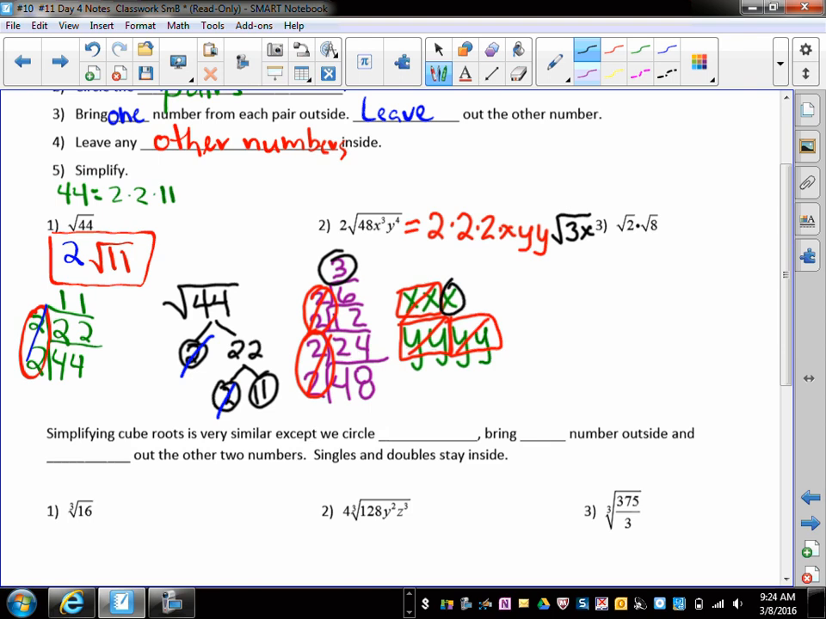Okay. So again, anything that's a pair comes out. Anything else is left underneath. And it's pairs because it's the index of 2. Right now we're dealing just with square roots. Okay, so let's simplify this.